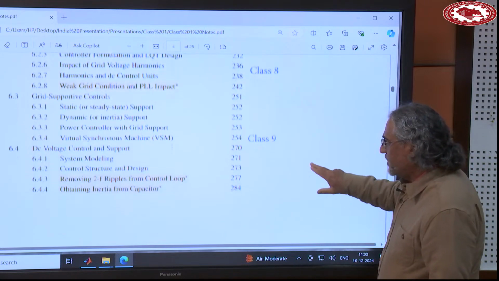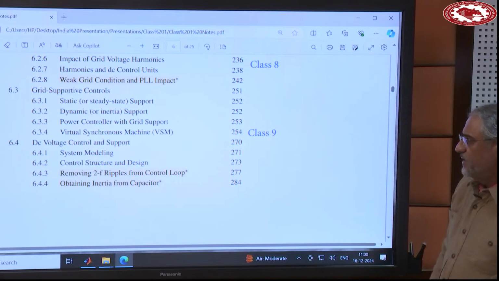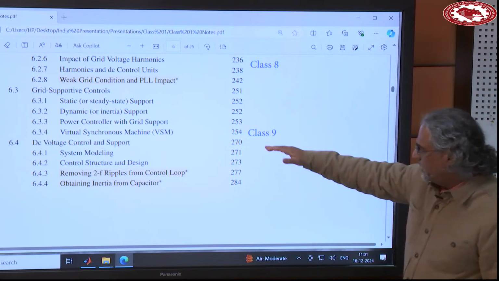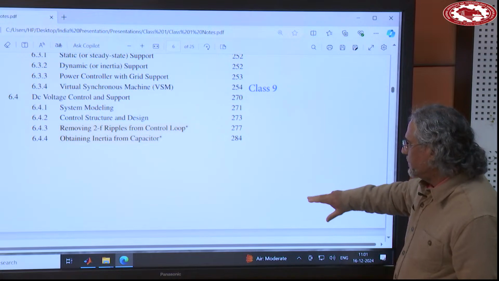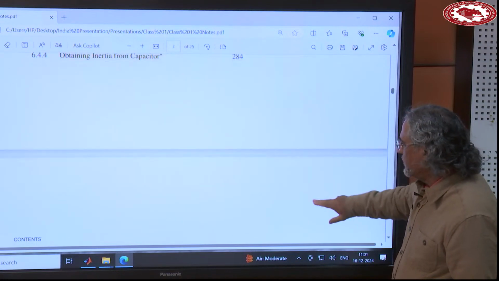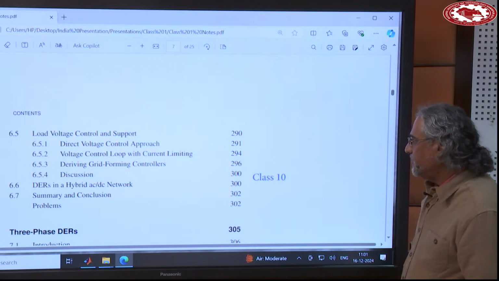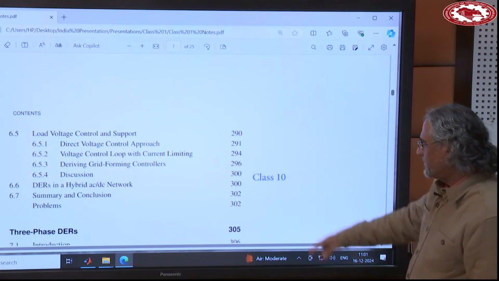The other aspect now is the DC voltage control on the grid connected single phase AC systems. So we deal with that problem here in this class. System modeling and control system designs. And basically we complete that discussion here in this class.